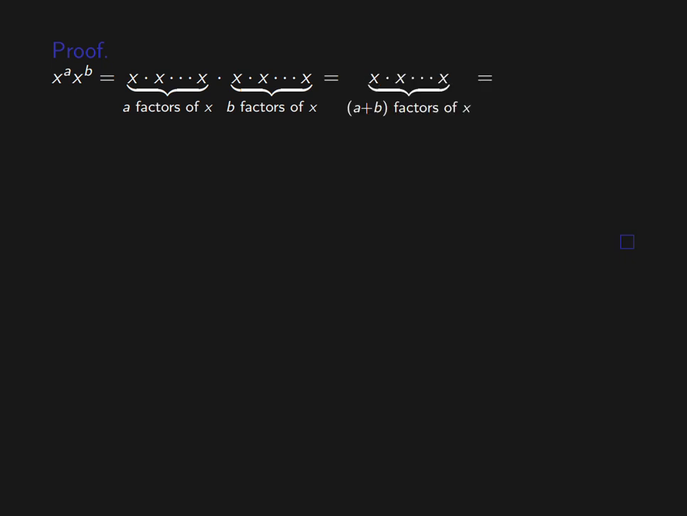So let's prove it. x to the power of a times x to the power of b, from the definition, is multiplying x by itself a times and multiplying by the product of multiplying x by itself b times. So in total we have multiplied x a plus b times, and this, using the definition, is x to the power of a plus b.